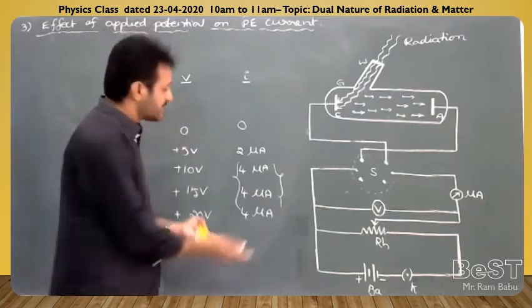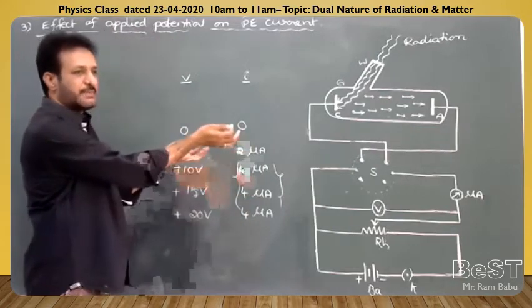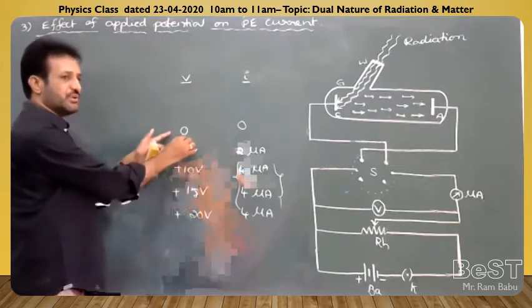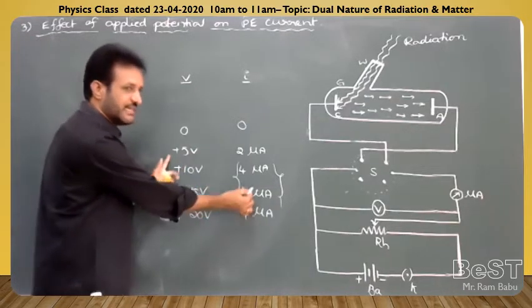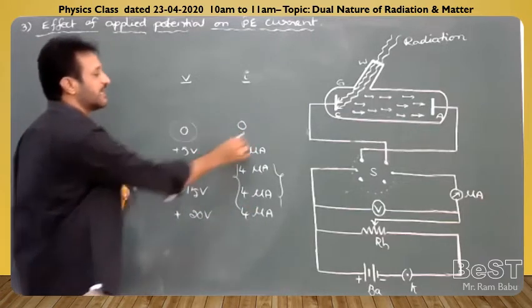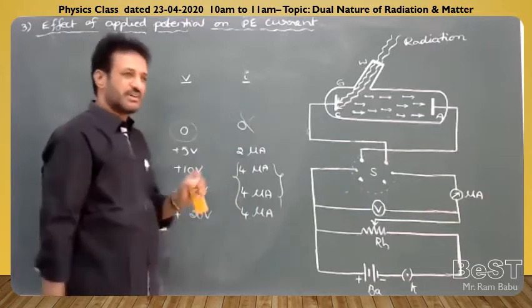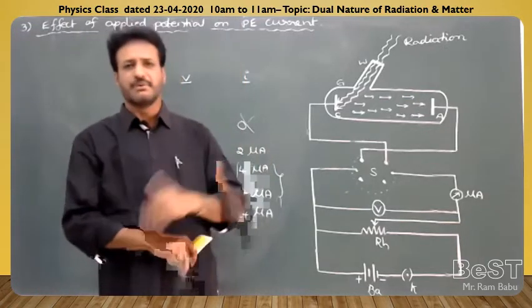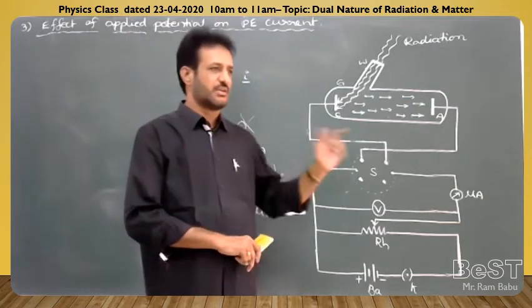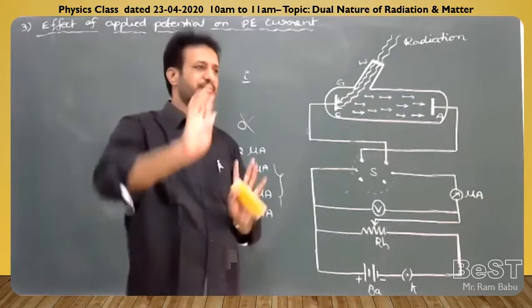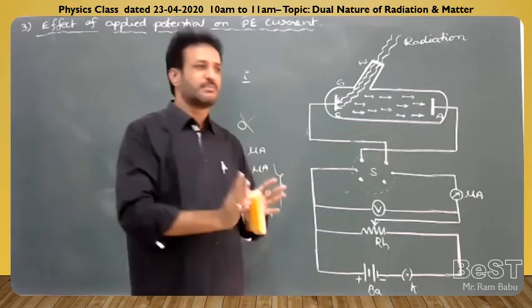Now step by step I want to decrease the potential. What will happen? It goes from 20 to 15, 10, 5 and 0. So the current also gradually decreases. But whenever the potential of the anode is made 0, the current may not be 0. Because, for example, when we are moving on a bike at 70 kilometer per hour on the road and suddenly the engine is switched off, the bike will not suddenly come to rest.